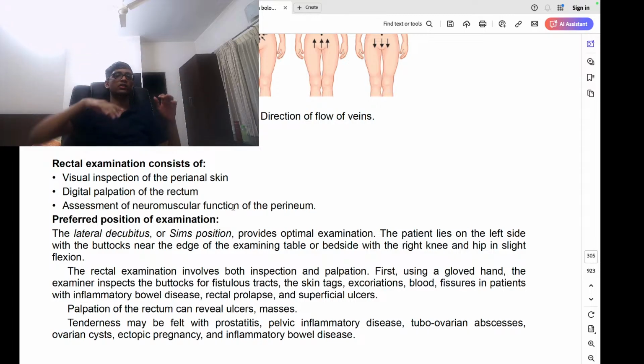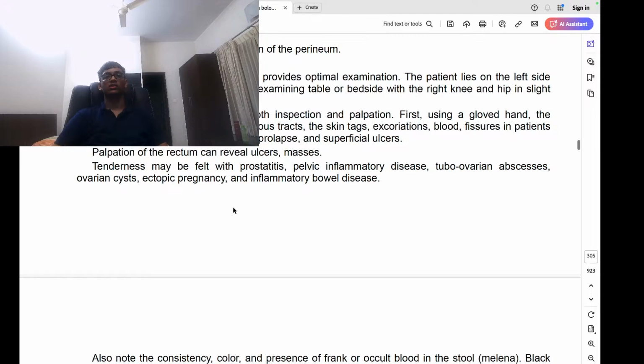The patient lies on the left side with the buttocks near the edge of the examining table or bed, with the right knee and hip in slight flexion. Rectal examination involves both inspection and palpation. First, use a gloved hand. Inspect the buttocks for fistulous tracts, skin tags, excoriation, fissures, inflammatory bowel disease, rectal prolapse, and superficial ulcers.